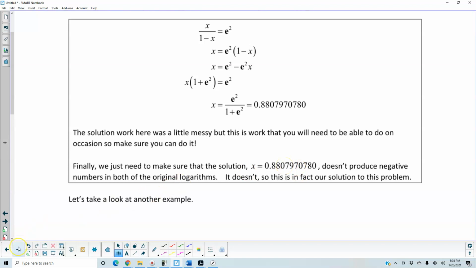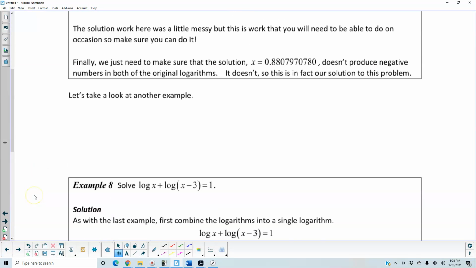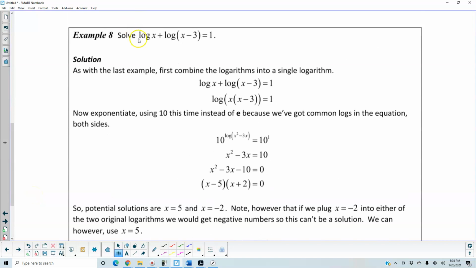Now let's take a look at another example. Example 8. We want to solve the log of x plus the log of x minus 3 is equal to 1. Now, as with the last example, we can combine the logarithms into a single logarithm. Since this is addition, we can rewrite this as a single logarithm with multiplication. So this becomes the log of x times x minus 3, which is equal to 1.